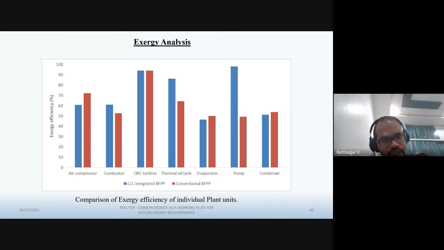And these are the exergy analyses of individual units for the CLC integrated plant and the conventional plant. Here the combustor is what we have in the conventional plant, simply a combustor. In CLC, this is a combination of an air reactor and a fuel reactor. You can see individual units have different exergy and exergy efficiencies. The ORC turbine has high exergy efficiency, whereas the combustor, the air compressor, and the thermal oil tank in the CLC integrated plant, mainly the evaporator, need some attention. If you increase the efficiency of this evaporator, the overall power output can be increased marginally.